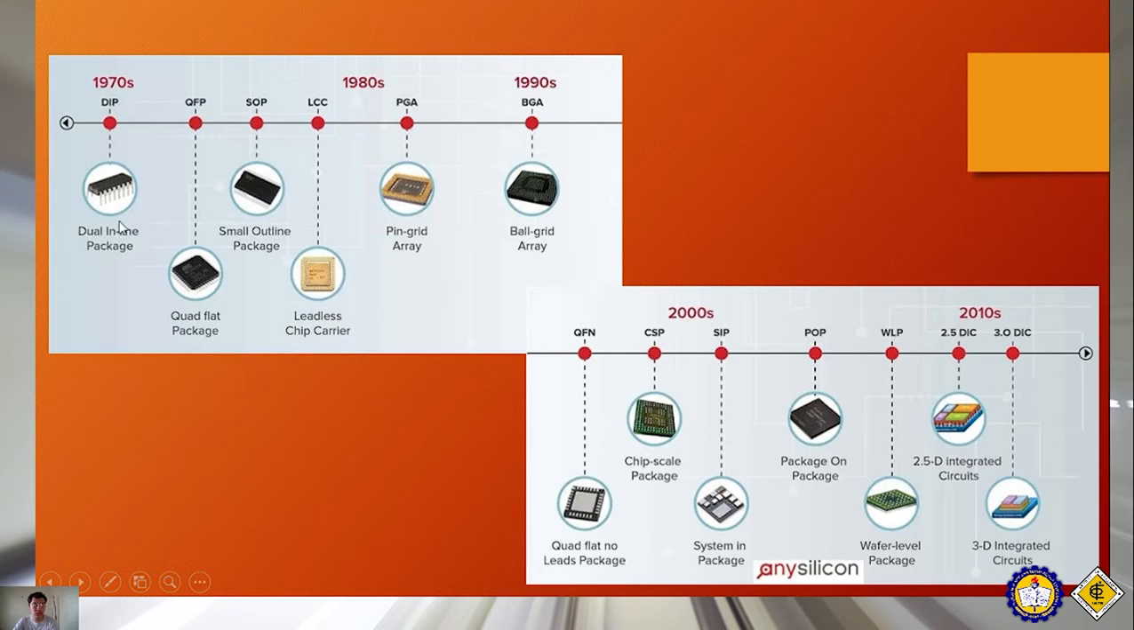Okay, so this is the history of microprocessor packaging. In the 1970s, the DIP was used, but in the early 1980s, surface mount technology was introduced. Until now, they still use it.